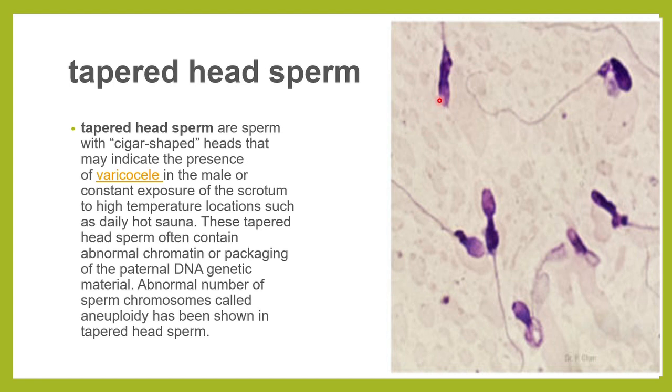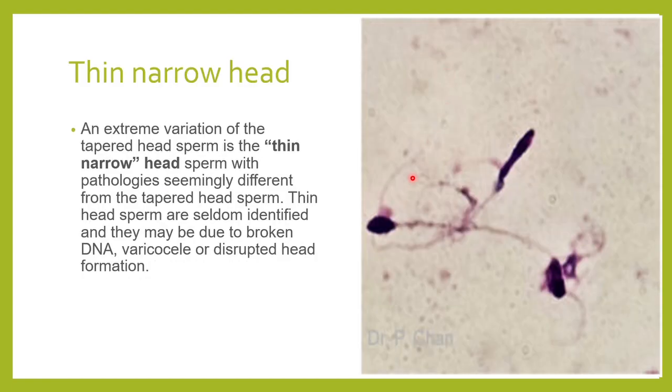So this tapered head sperm contains abnormal chromatin, or abnormal packaging of the DNA. Then these are the thin and narrow headed sperms. This is the extreme variation of the tapered head sperm, and here you will see that it is very thin and very narrow. This can also happen during varicocele.